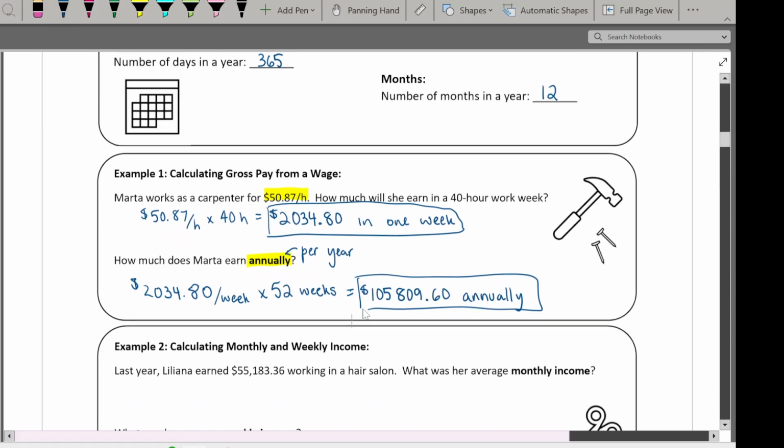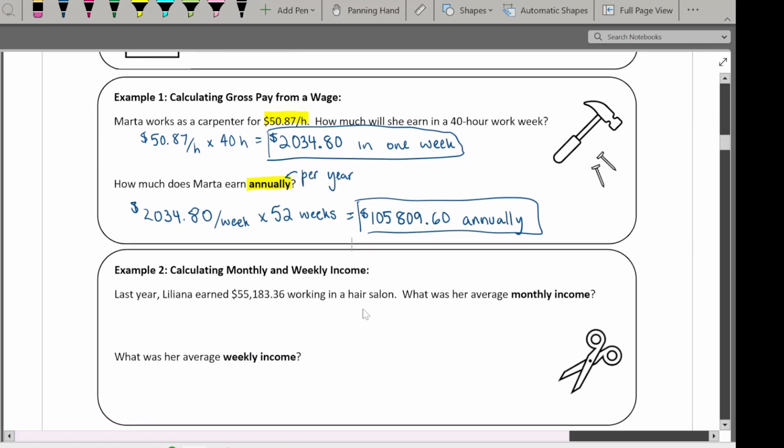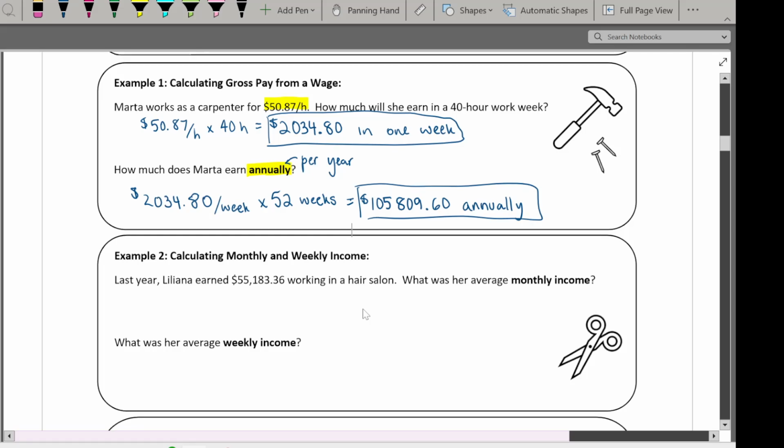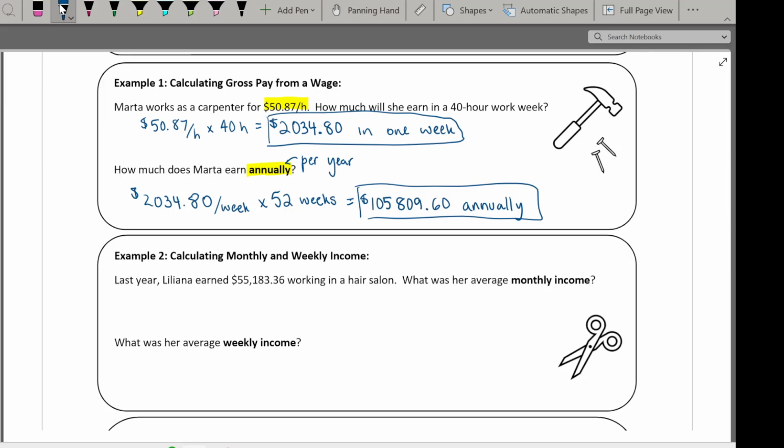Okay, let's move on to example 2. For this one, we're going to be given an annual salary, and then we're going to calculate the monthly and the weekly income. This is a really common calculation you would do. Often when you first get a job, they're going to tell you how much you're going to earn per year, and then if you're going to create a budget for yourself, you might want to calculate how much per month or per week or every second week that you're going to be earning, so that you can make sure you're spending the right amount.